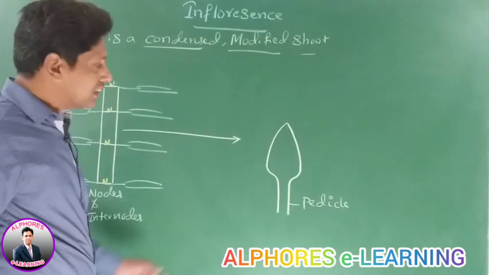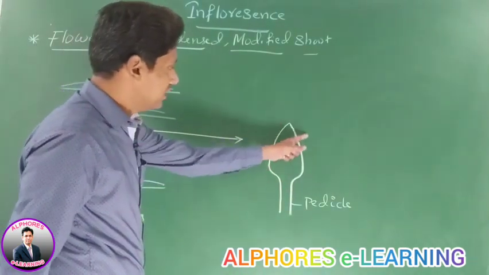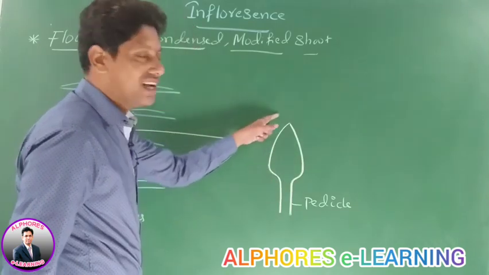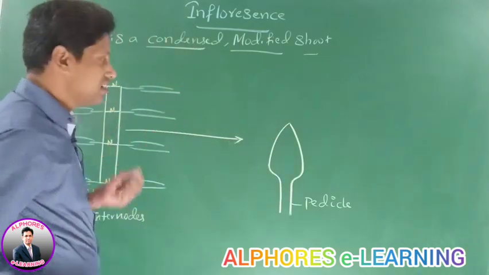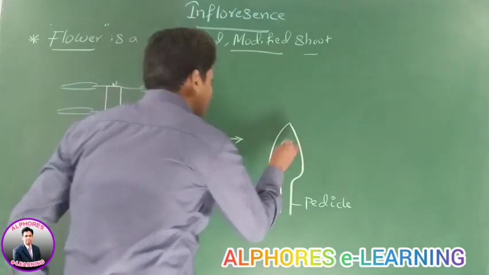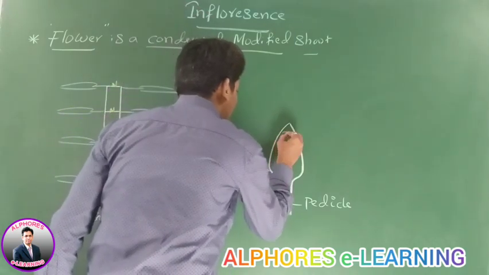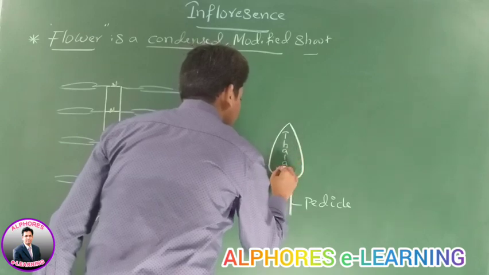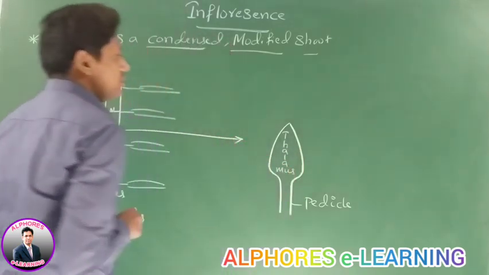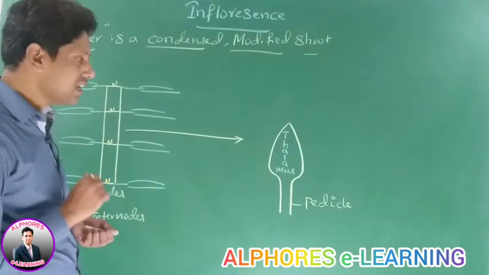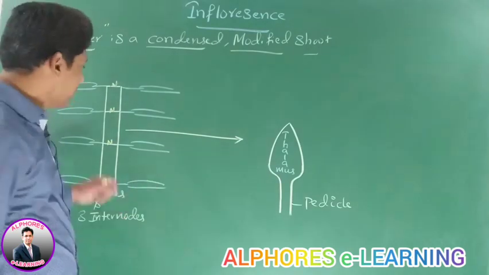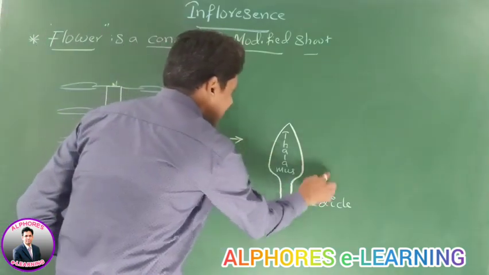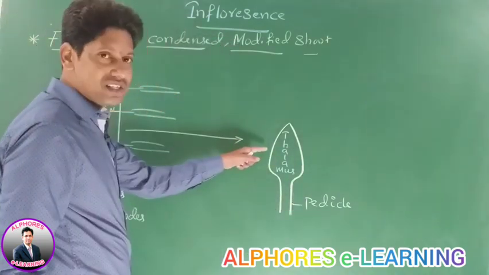Sir, the tip of the pedicel, can you see this part? This is the tip of the pedicel, right? This tip of the pedicel is called as thalamus. What is the tip of the pedicel called as, sir? Thalamus. Is it okay? Therefore, stem is condensed and modified into pedicel. The tip of the pedicel is called as thalamus.